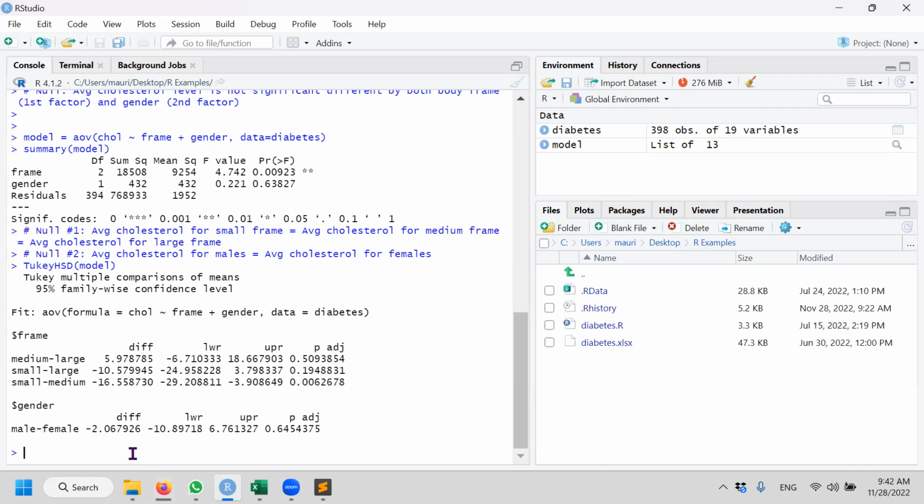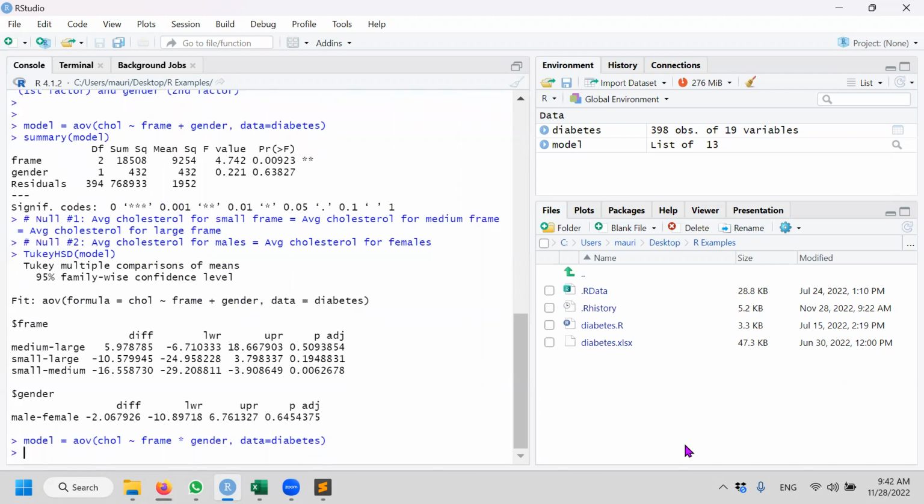The next question that we can ask is, is there an interaction between gender and body frame? For example, sometimes these two variables may not be independent. So they can have a feature that will interact with each other. So for that, we will just change our model from an additive model, which is using plus, to a multiplicative model. Okay. Then we do a summary.